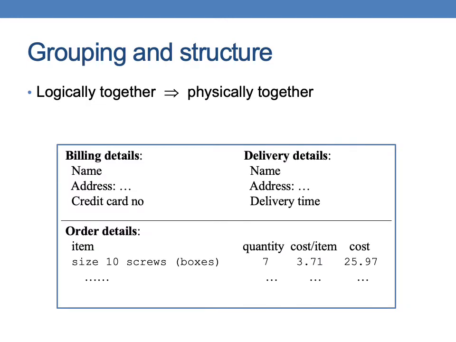Grouping and structure. If things logically belong together, then we should normally physically group them together. This may involve multiple levels of structure. For example, in the figure shown, we can see a potential design for an ordering screen. Notice how the billing and delivery details are grouped together spatially. Also note how they are separated from the list of items actually ordered spatially and by a line.